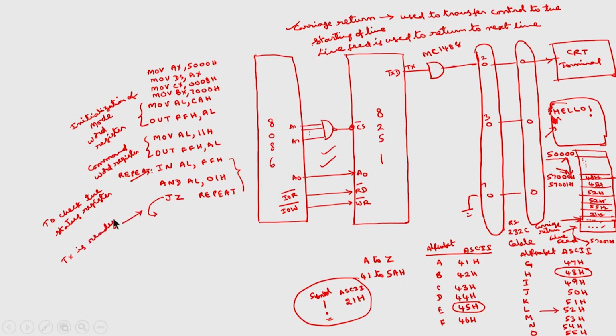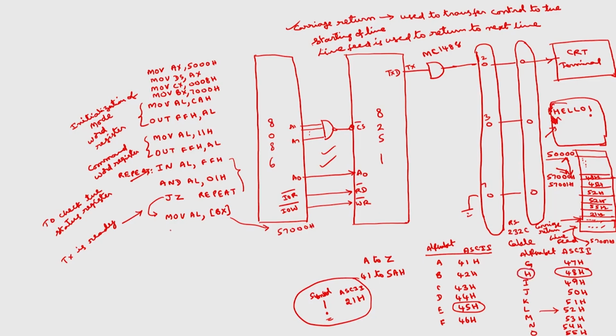Now, I have to transmit the symbols, total 8 characters. The first character is stored in 57000H. So, I have to take move AL comma contents of BX. Now, the address will be 57000H. This is nothing but the 57000H contents. What is there in 57000H is 48H, which corresponds to letter H.